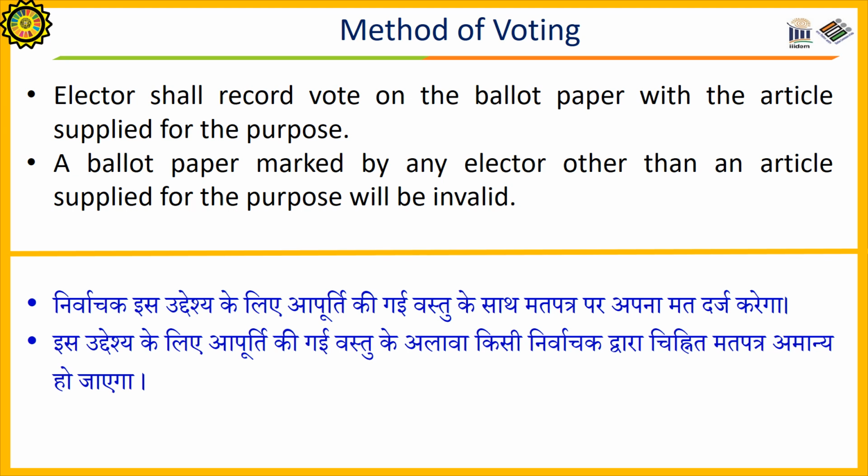Elector shall record vote on the ballot paper with the article supplied for the purpose. A ballot paper marked by any elector with an article other than the one supplied for the purpose will be invalid.